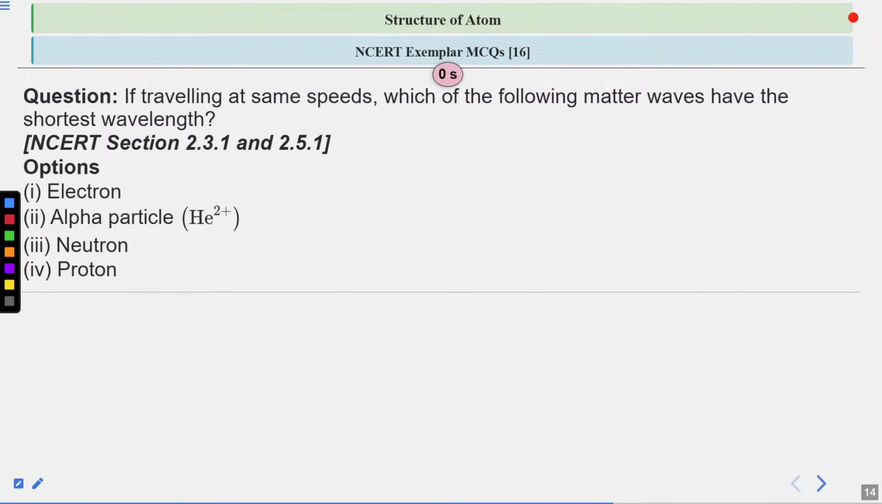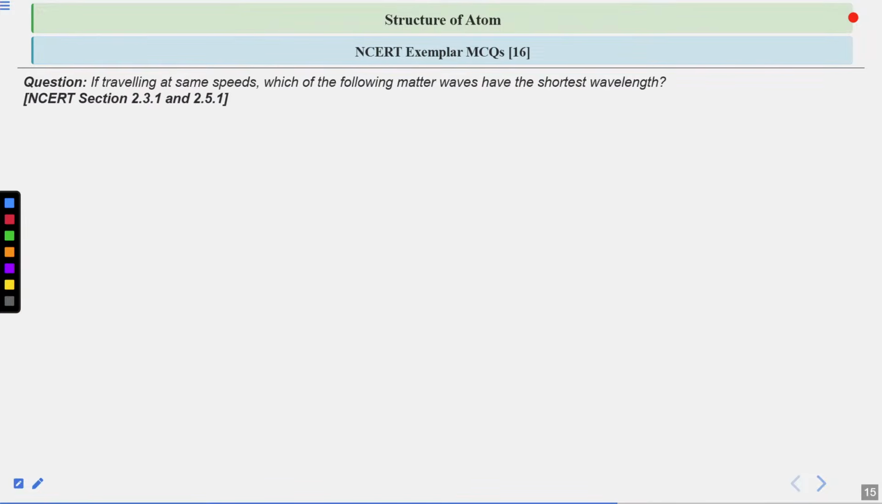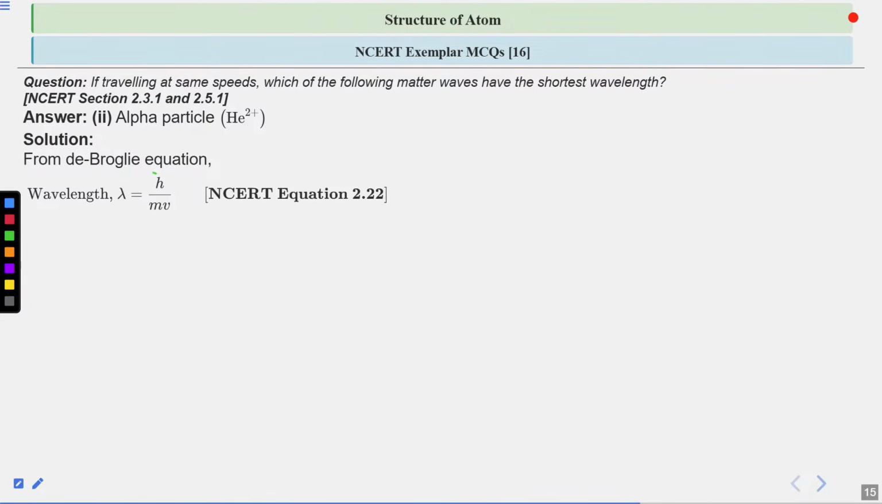Okay, your time is up. Let us see. So the correct answer will be alpha particle. Very good. It will be alpha particle, which is option number 2. Now how we will solve it? We know it from the de Broglie equation that lambda is equals to h by mv. Now we can clearly see that lambda is inversely proportional to the mass. Now if I ask you which has the least mass of all, then what will be your answer? Or which one will have the greatest wavelength?